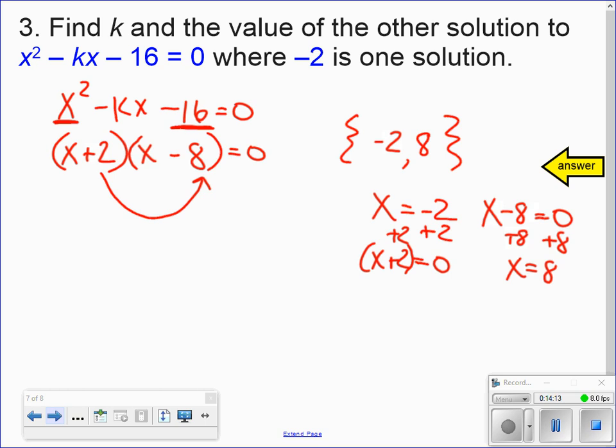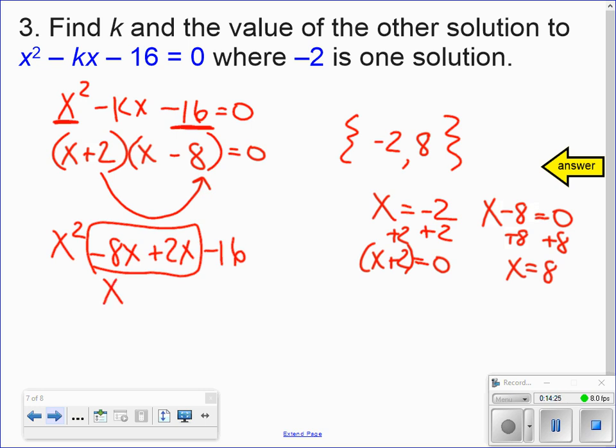And to find the value of k, I would FOIL to give me x squared minus 8x plus 2x minus 16. And the middle combines to negative 6x. So I get x squared minus 6x minus 16. So k, in this case, is 6, since we already have the minus sign here.